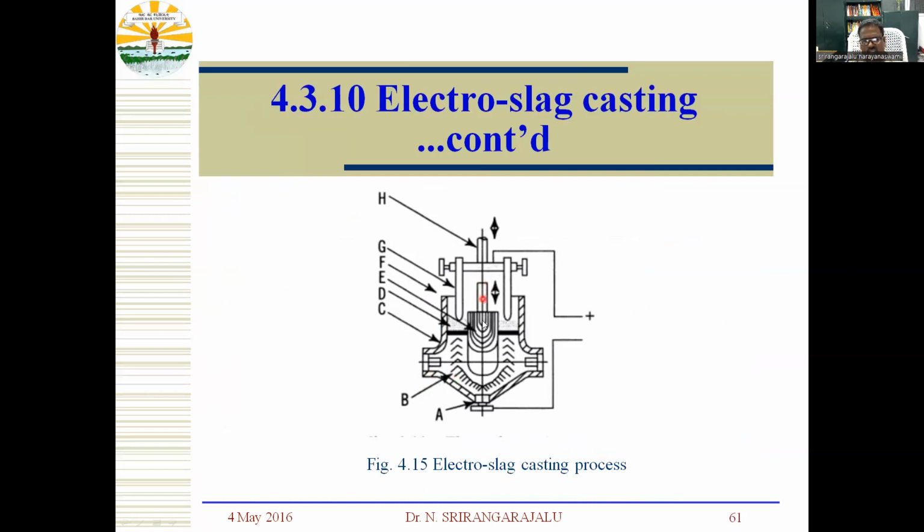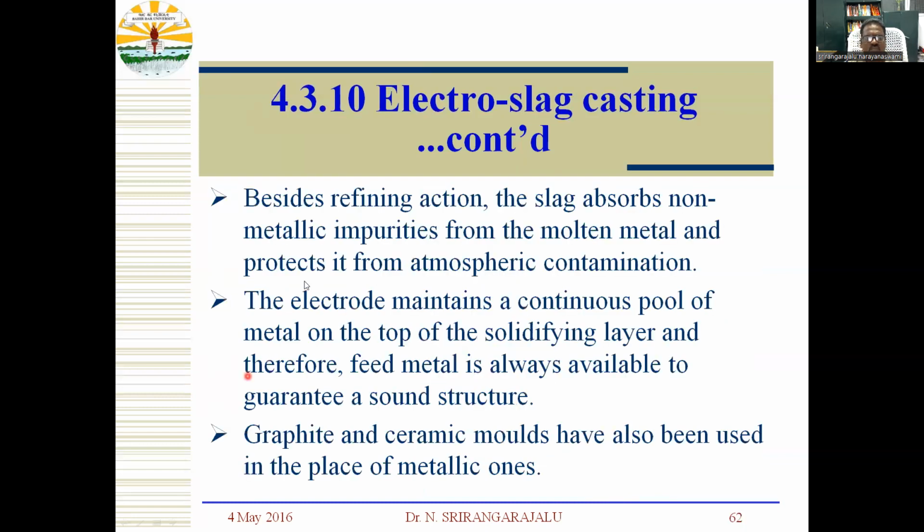This is an electrode. This electrode is heated, and they deposit the metal layer by layer, and then after that they get the electro-slag casting. Besides refining action, the slag absorbs non-metallic impurities from the molten metal and protects it from atmospheric contamination. The electrode maintains a continuous pool of metal on top of the solidifying layer, and therefore feed metal is always available to guarantee a sound structure.